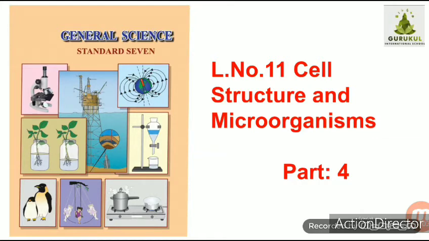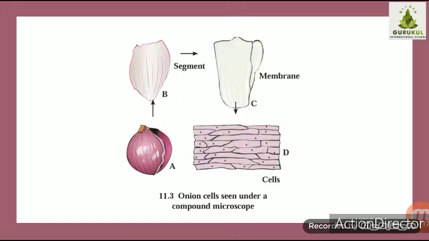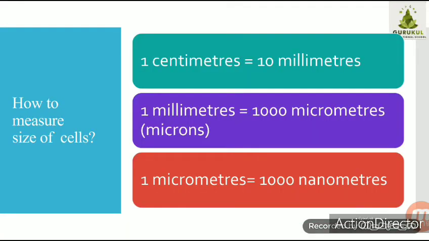Lesson number 11, Cell Structure and Microorganisms, Part 4. In Part 3, we have seen the structure of the microscope, the compound microscope rather. Now we are going to continue with how to measure the size of cells, correct? As we have seen, cells are extremely minute in size and we cannot see them with the naked eye, correct? And therefore we are using an instrument, the microscope.